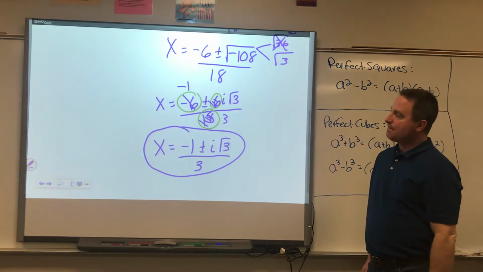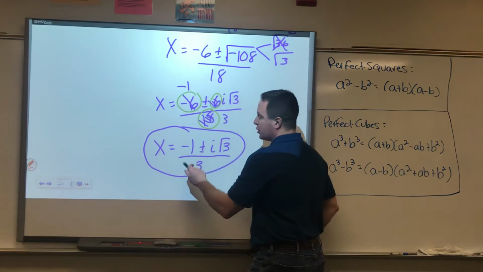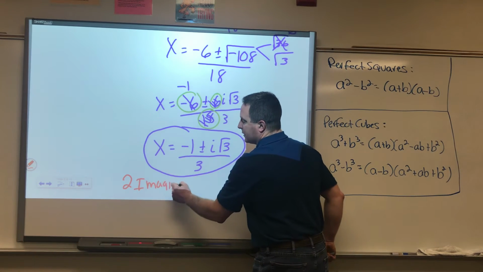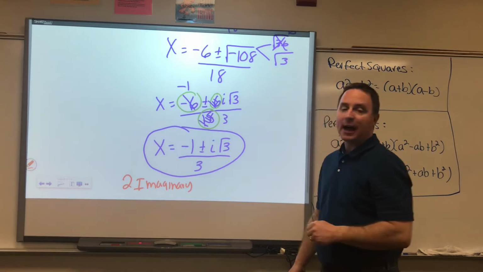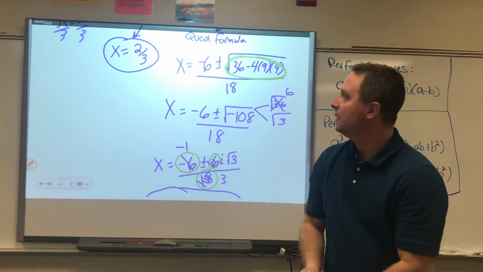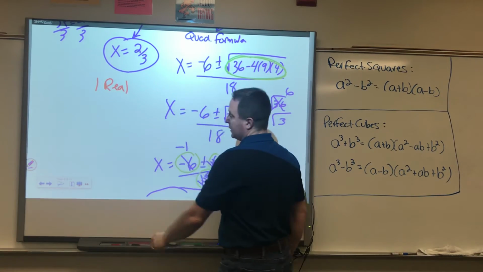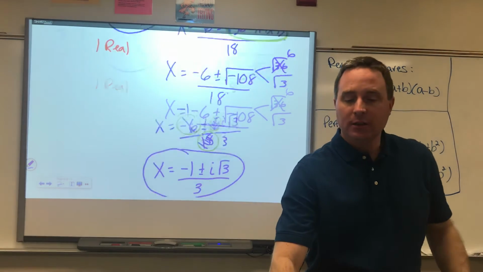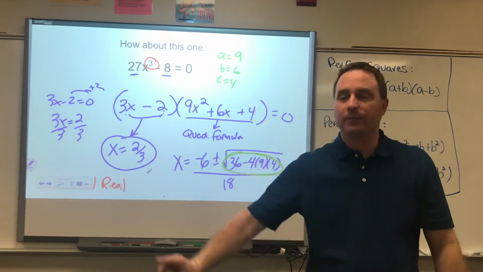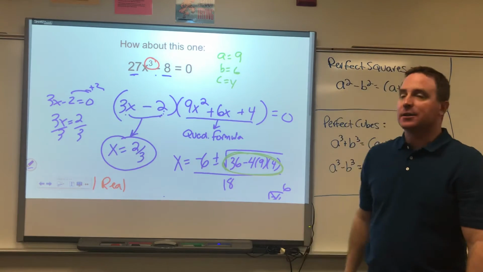Just to count my answers here, this looks like two imaginary solutions because they have the I in it. So there's two imaginary. And if I scooch up a little bit here, my other one right here was one real solution. One real, two imaginaries, for a total of 3 solutions. So there's one with a perfect cube.